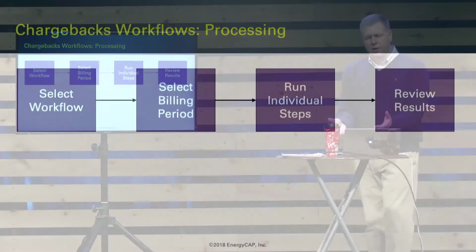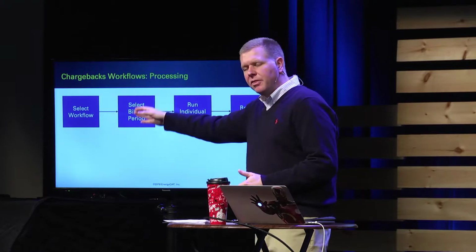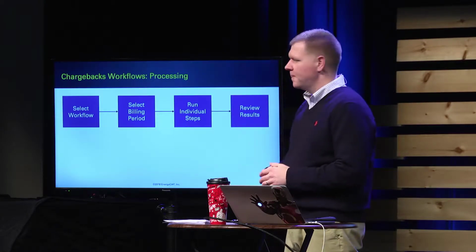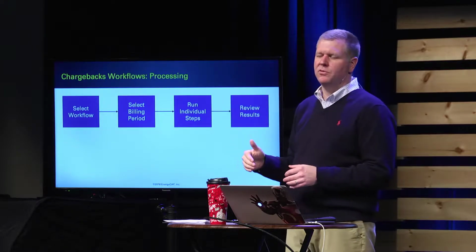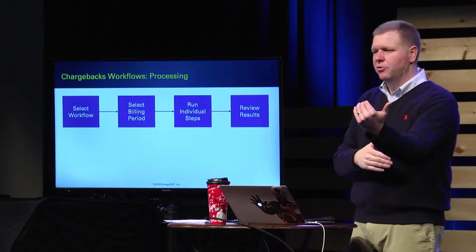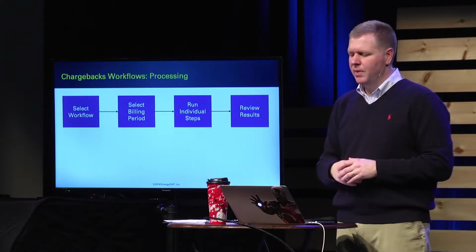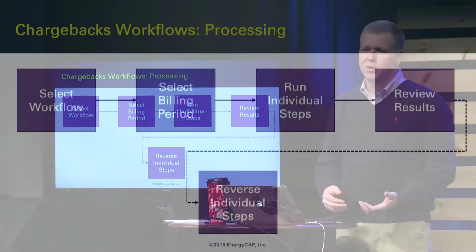Once you have a workflow and you have chargebacks already assigned to that workflow, what do you do with it? Well, the way you process, pretty straightforward. You go to the workflow, you pick which month you wish to process, and then you start just walking through step by step by step by step. You're going to see that in just a second. You don't even have to go anywhere to see the results. They're all listed on the screen for you, and if you need to, an optional step is reverse, right? You can reverse any step along the way.